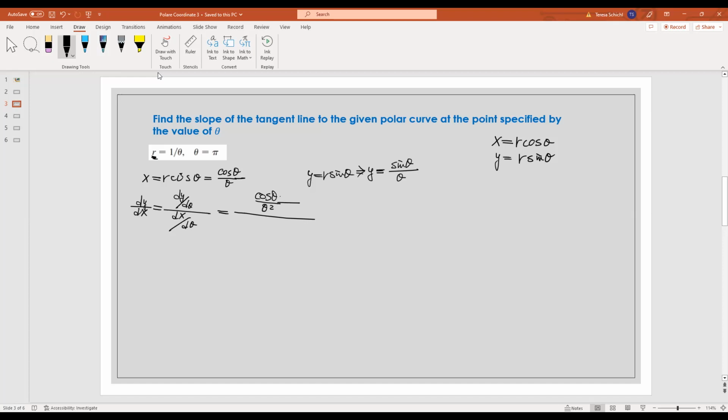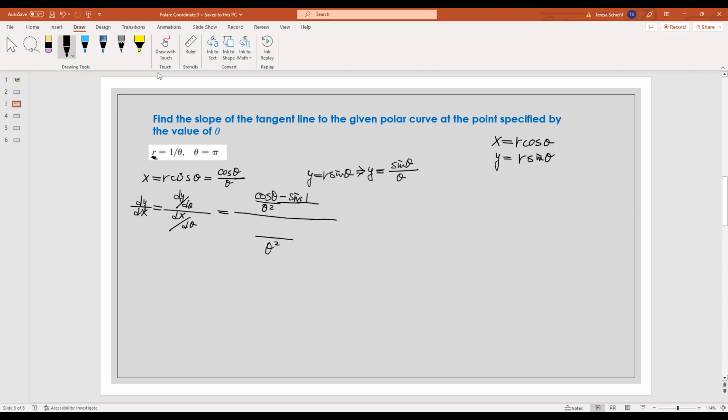And then minus, you hold the top, then you take the derivative of the bottom. What is that? It will be 1 here. So that will be dy/d theta. Now dx/d theta, let's take a look. We do the same thing: you square the bottom, right?